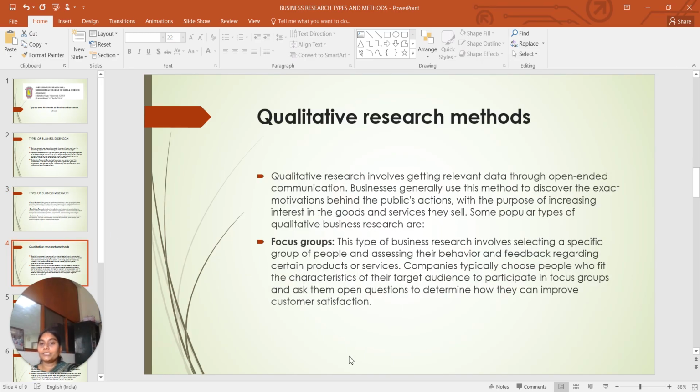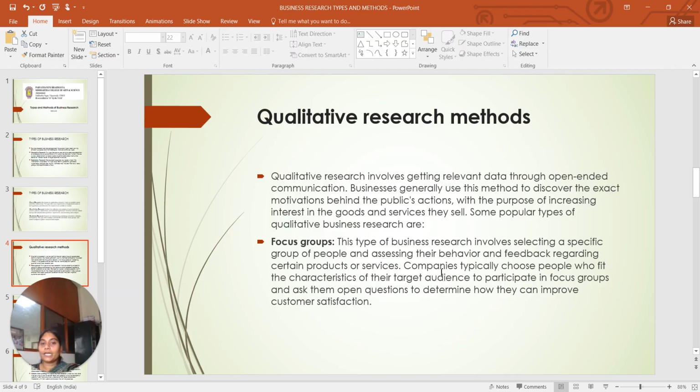And qualitative research methods. Qualitative research involves getting relevant data through open-ended communication. Businesses generally use this method to discover the motivations behind public actions, with the purpose of increasing interest in the goods and services they sell.